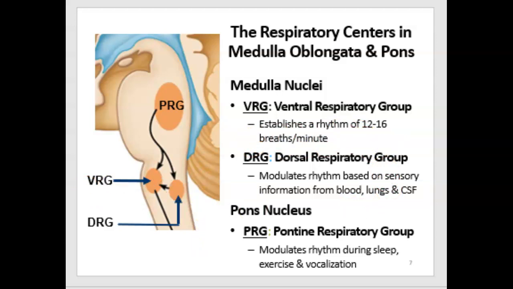Now the pons has another group of neurons called the pontine respiratory group, right here. And it modulates the transitions between inspiration and expiration. So how long it takes you to inspire, or is there a gap between inspiration and expiration where neither is happening? So that's what the pons is for. And this is particularly important in sleep, exercise, and speaking or vocalization.